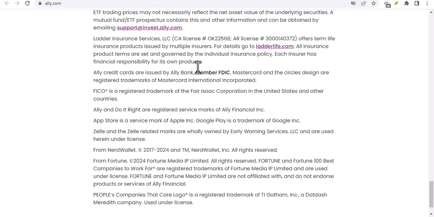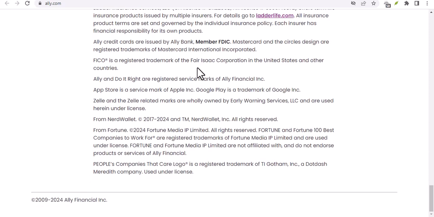6. In-branch support, if applicable. While Ally Bank is primarily an online bank, they might have physical branches in certain locations. If you're near one, you can visit in person to speak with a representative.